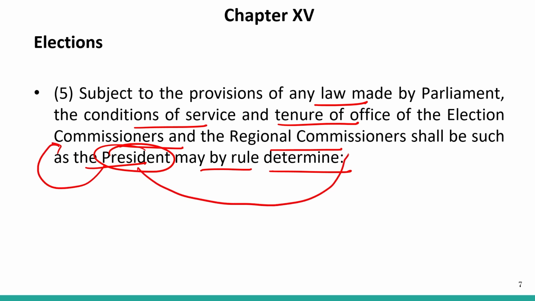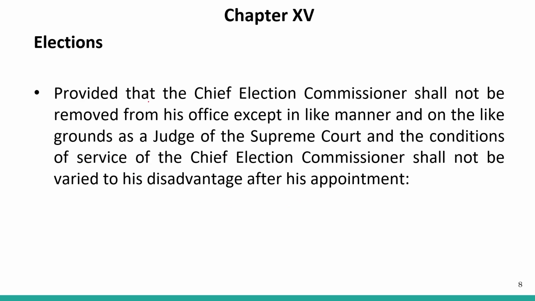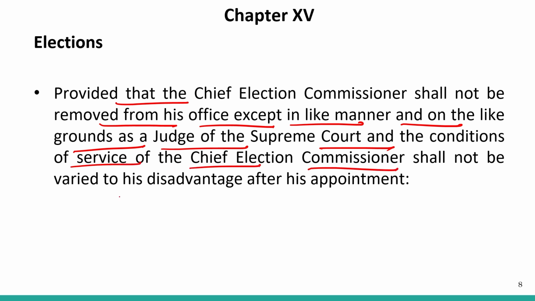for the election commissioner and the regional commissioner, provided that the chief election commissioner shall not be removed from his office except in like manner and on the like grounds as a judge of the Supreme Court, and the conditions of service of the chief election commissioner shall not be varied to his disadvantage after his appointment. Okay, so how shall the chief election commissioner be removed?